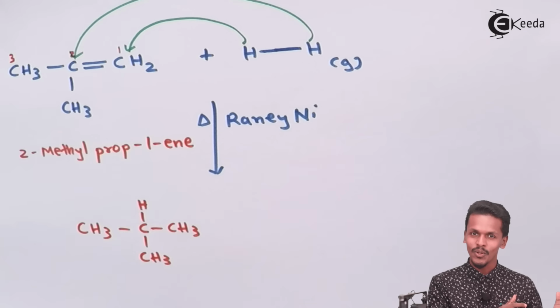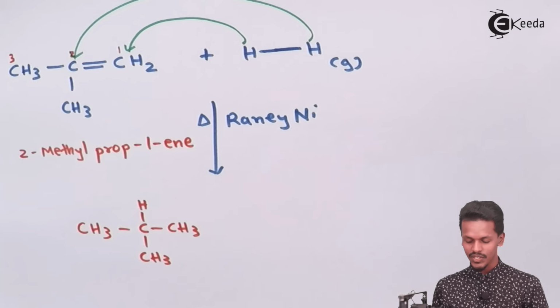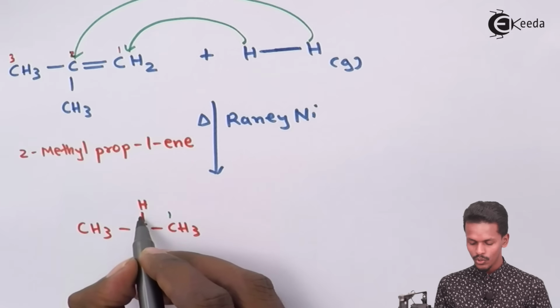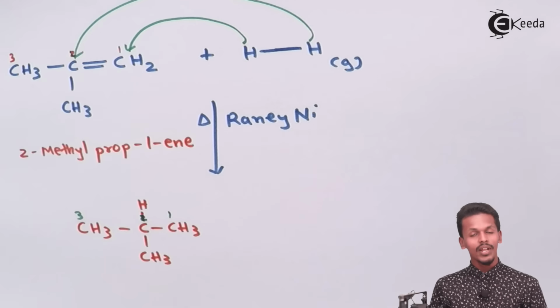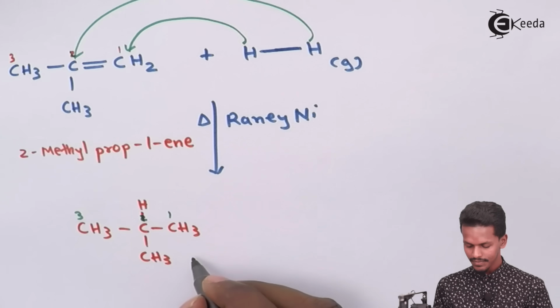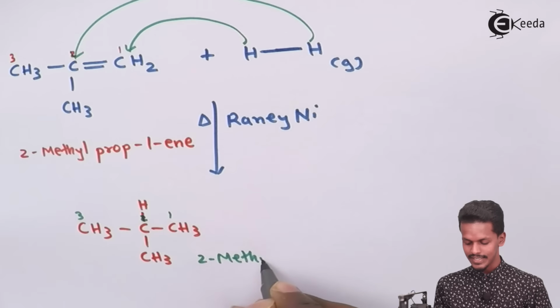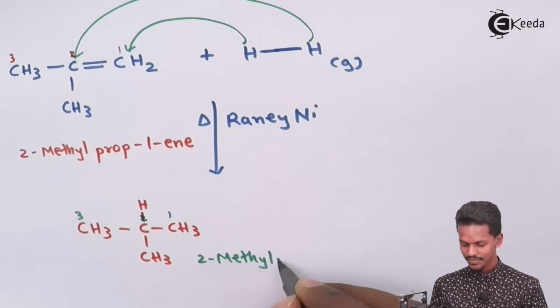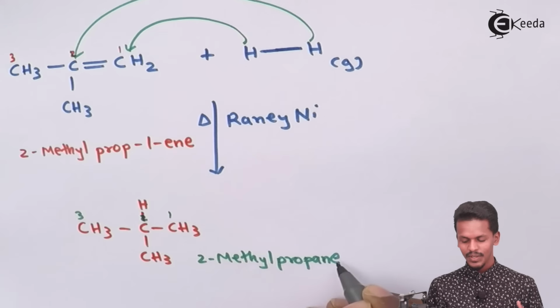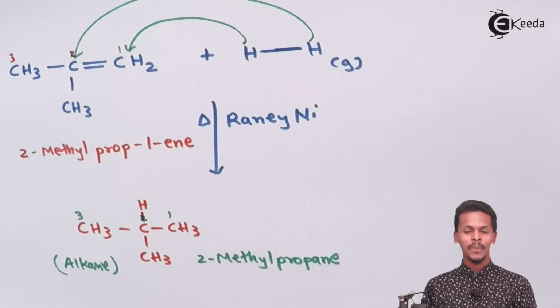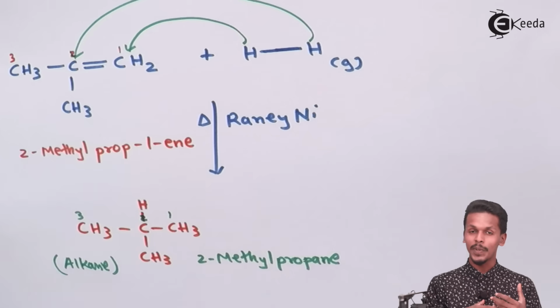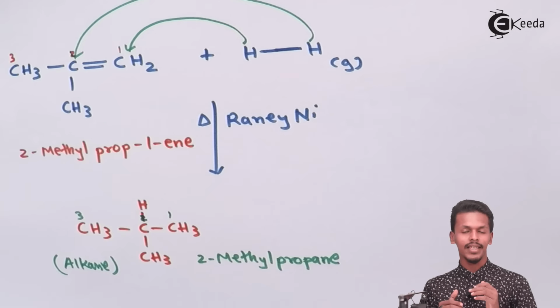We have done the IUPAC naming earlier also, so it is very easy to understand that the name of this would be, because we'll number it first, that is 1, 2, 3, and in this case the second carbon atom consists of a methyl group. So therefore the name of this molecule would be 2-methylpropane. It is nothing but an alkane. So this is how we have converted an unsaturated hydrocarbon, specifically an alkene, to an alkane.